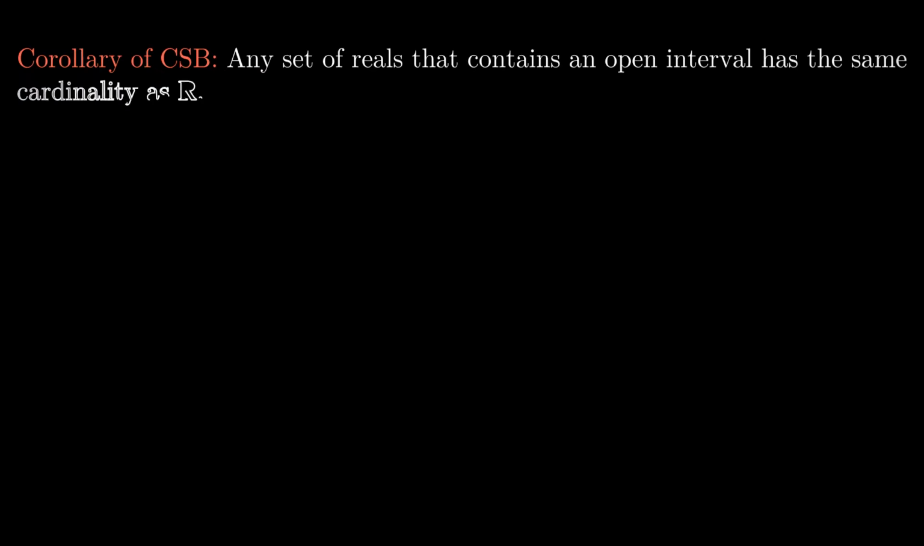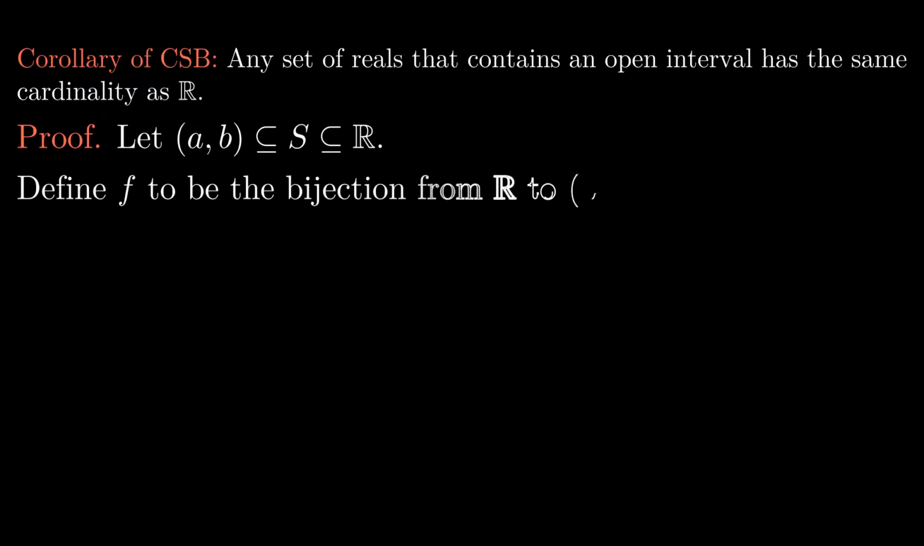Now we're going to state and prove a corollary of the CSB theorem, and it goes like this. Any set of real numbers that contains an open interval has the same cardinality as the real line. Let's go with this proof. Let S be any set of real numbers, and assume that S contains the interval (a, b). Let us define F to be the bijection from the reals to the set (a, b) that we established earlier. Since this is a bijection, it is injective.